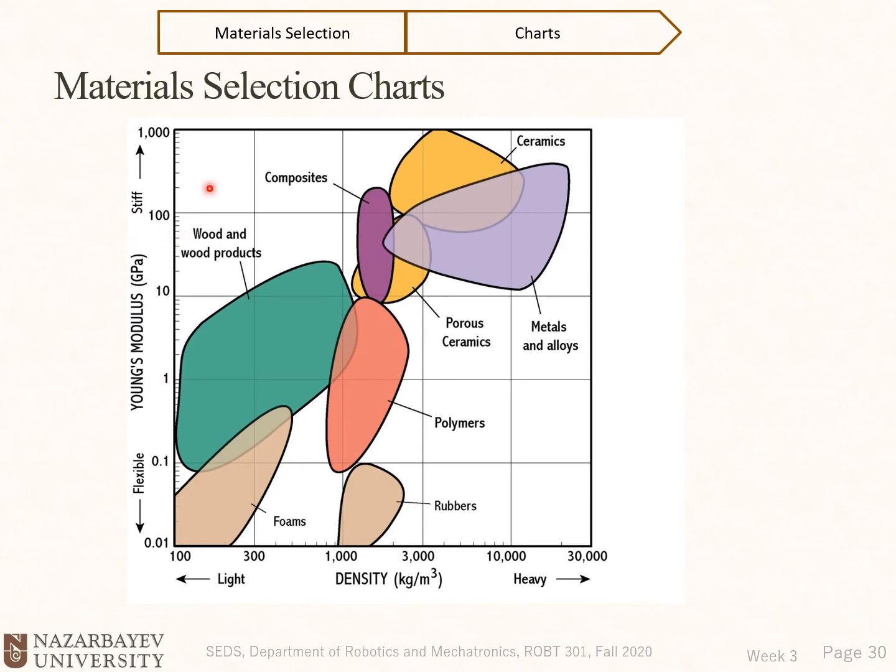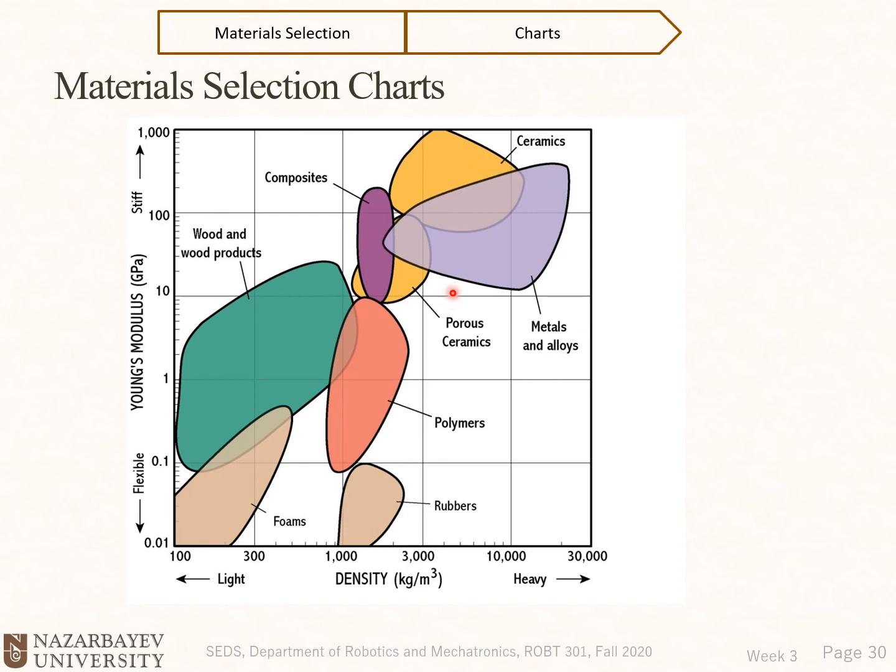So it is designed for selecting a material based on Young's modulus. Here you see we have foams, rubbers, polymers, so weaker or softer materials, wood and wood product. Then we will go to stiffer products, composites, porous ceramics, metals and alloys, and ceramics.